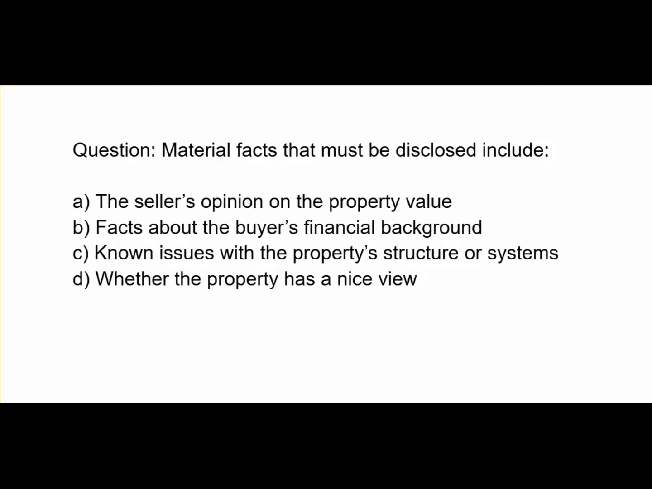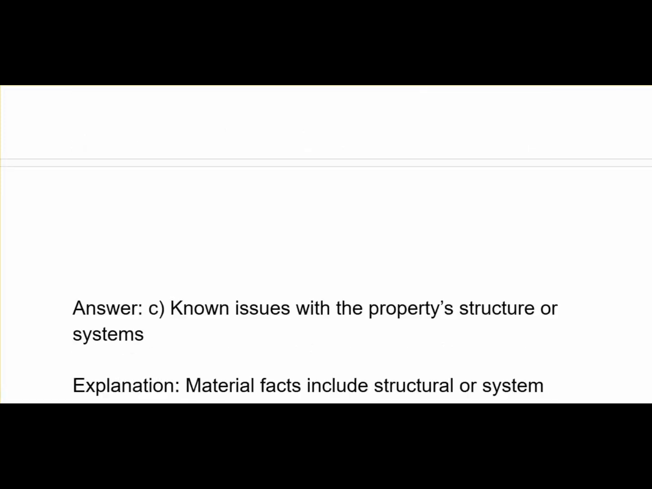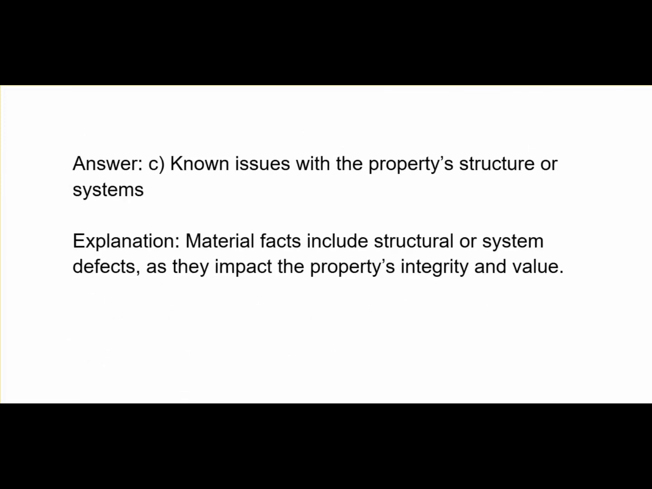Material facts that must be disclosed include A, the seller's opinion on the property value, B, facts about the buyer's financial background, C, known issues with the property's structure or systems, D, whether the property has a nice view. C, known issues with the property structure or systems. Material facts include structural or system defects as they impact the property's integrity and value.